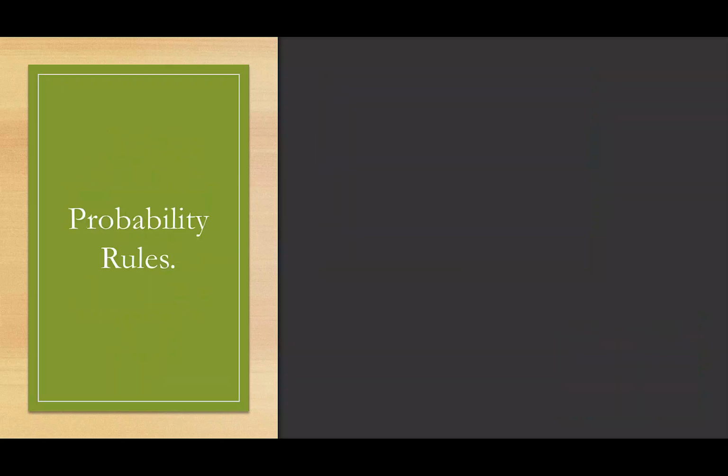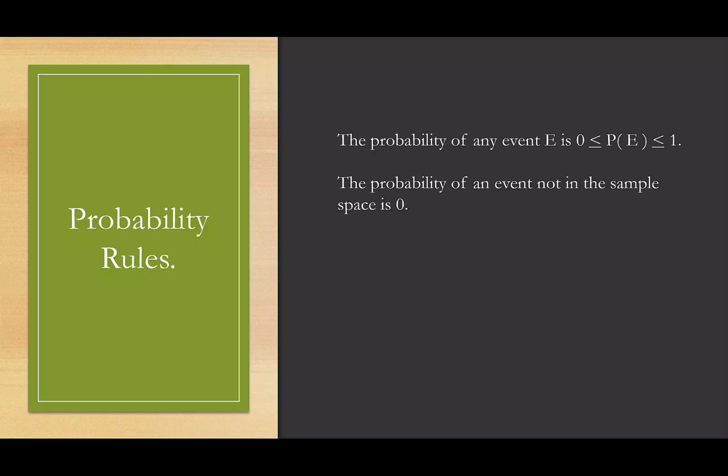This brings us to a few important probability rules. The probability of any event E is always greater than or equal to 0 and less than or equal to 1. The probability of an event not in the sample space occurring is 0. And the sum of all probabilities in the sample space has to add up to 1.